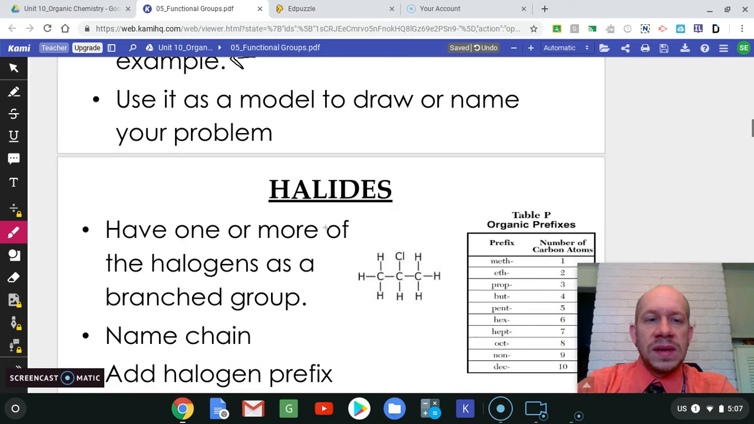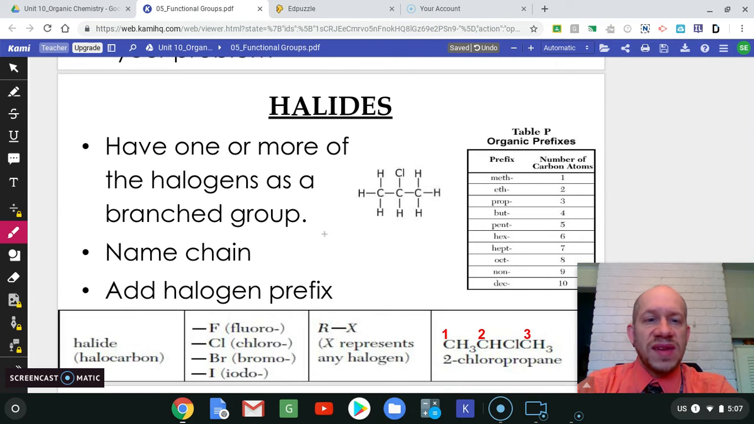The halides have one or more of the halogens as a branched group. You first name the chain, then you add the halogen prefix. In this example, I have a chlorine here, so the halogen prefix is chloro. I have 1, 2, 3 carbons, so this is a prop. I'm going to number where that chlorine is, so this is 2-chloropropane.